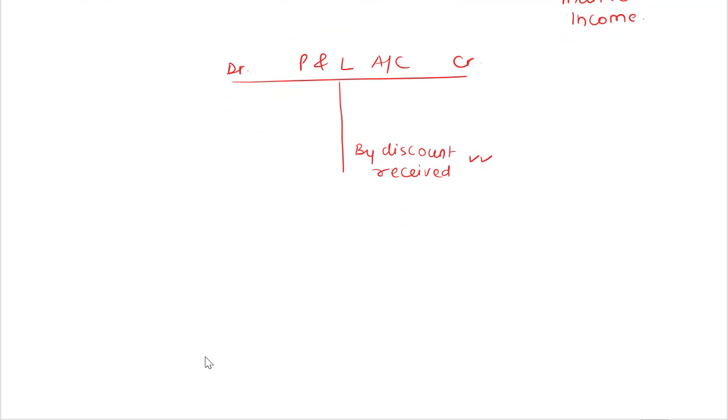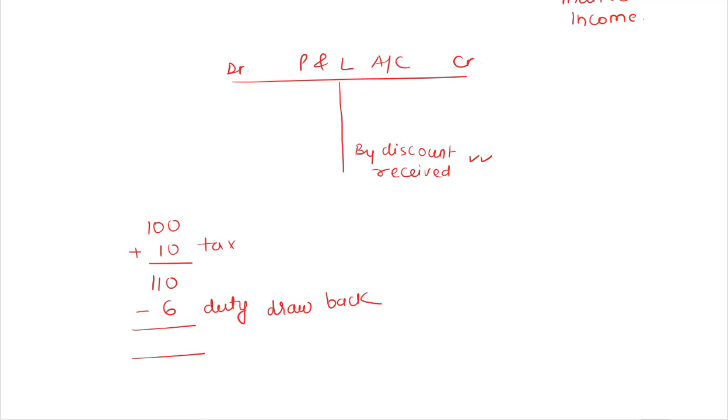Okay, let's see this example. Supposing the cost is 100. The 10 is tax that is added over here. So the total is 100 and tax. But out of this tax of 10, 6 rupees is duty drawback. What is duty drawback? We had paid a tax or duty of 10 rupees, and out of those 10 rupees, 6 is recoverable.